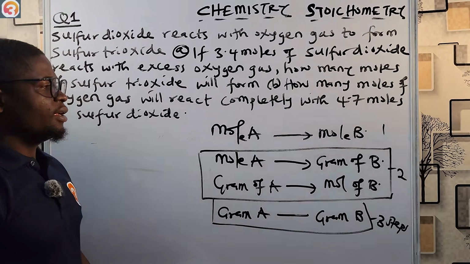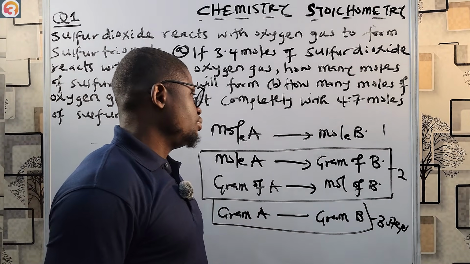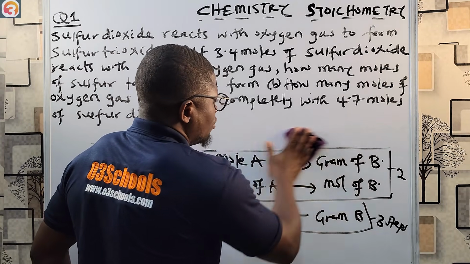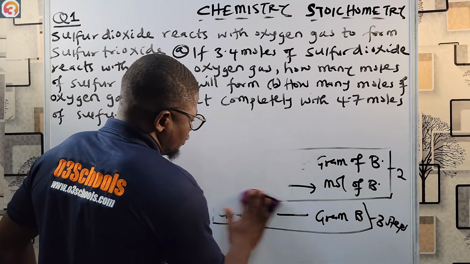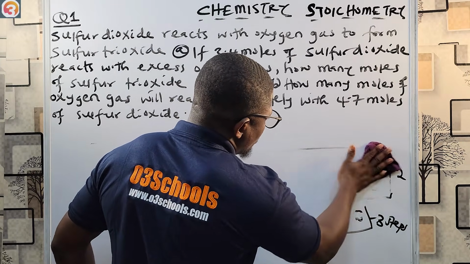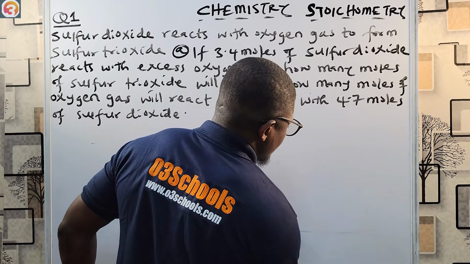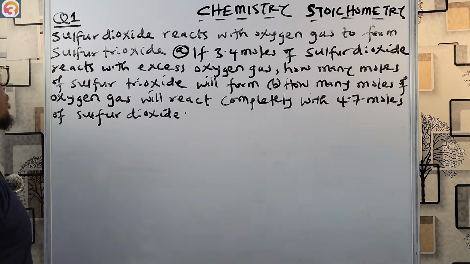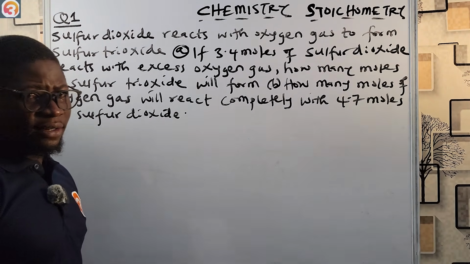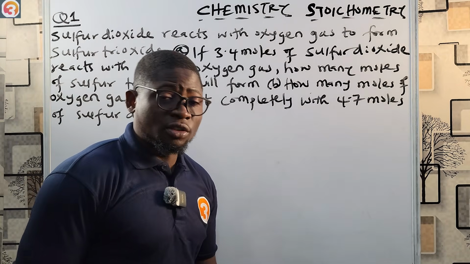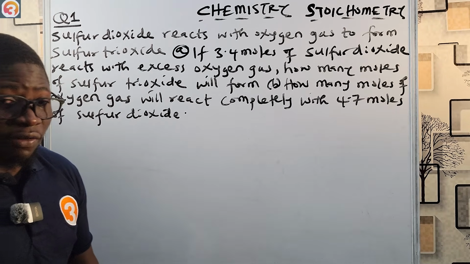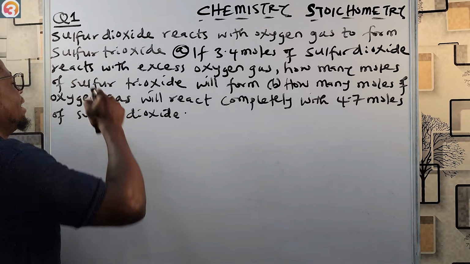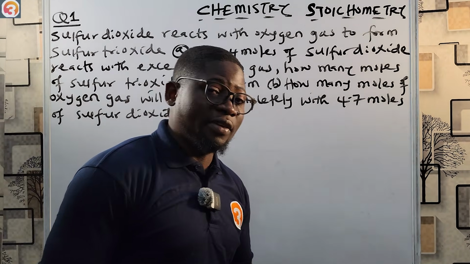All right, so let's head on to it. Mole of A to mole of B. Let's see an example. As we progress, before we get to the third example, we must have encountered each of these types. Now let's see the first question we have on the board. We're told that sulfur dioxide, you know what sulfur dioxide is, right? Sulfur(IV) oxide, SO2, sulfur dioxide.